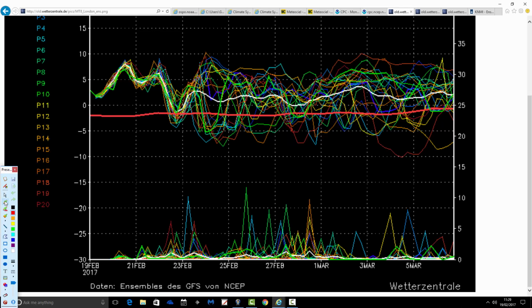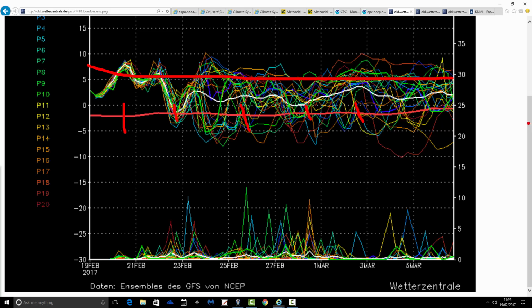These are the GFS temperature and precipitation ensembles for the next 2 weeks. We've got the red line here, which is the 30-year temperature average in terms of the upper air temperatures, and it just looks like it's going to be a very mild couple of weeks coming up.